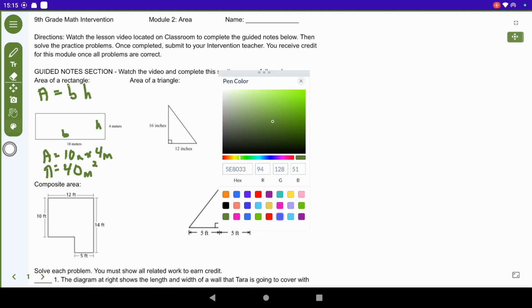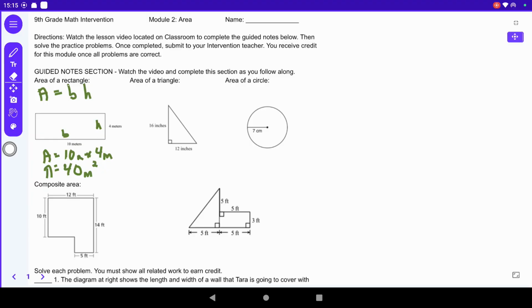Alright, the next one we're talking about here is the triangle. If you think about it, a triangle is half of a rectangle. So we say the area of a triangle is 1/2 BH. So for this example, it's going to be area equals 1/2 of 12 times 16.